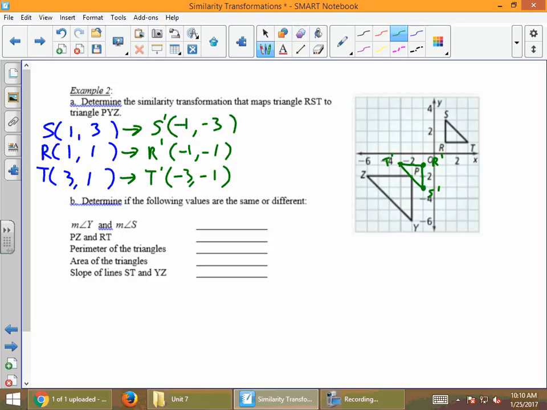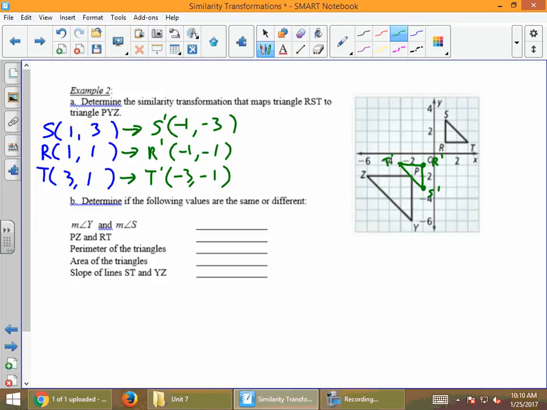Is it the same shape as the large triangle, PYZ? Is it the same size? It's not. It's the same kind of triangle, just a little bit smaller. So how do I get from the green triangle to my final triangle? What do I need to do? Dilate it. How much? Great question. How much?